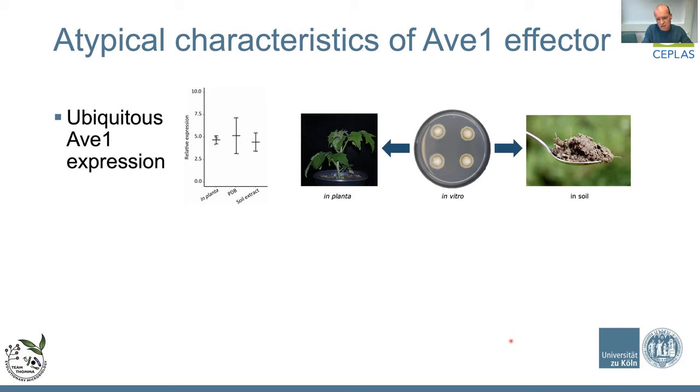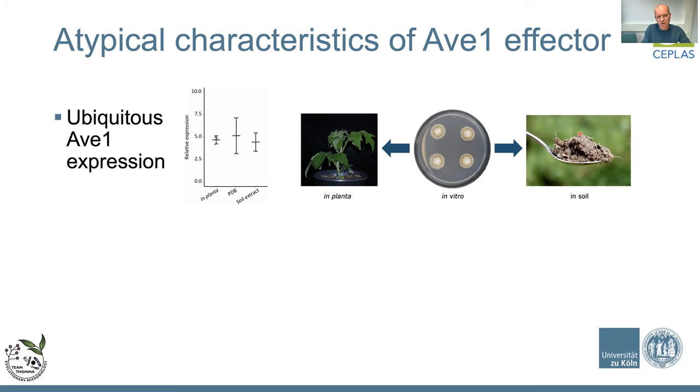Actually, yes, it's in planta induced, we still see this, but we actually cannot find conditions where the gene is not expressed. So we also find in vitro expression, which if you think about the biology of Verticillium, may not be so relevant, but we also find expression in soil. And so this obviously is somehow relevant to the biology of Verticillium because it's a soil-borne pathogen. But why would you express your effector genes to colonize plant hosts in the soil when you're not colonizing a plant host to start with?